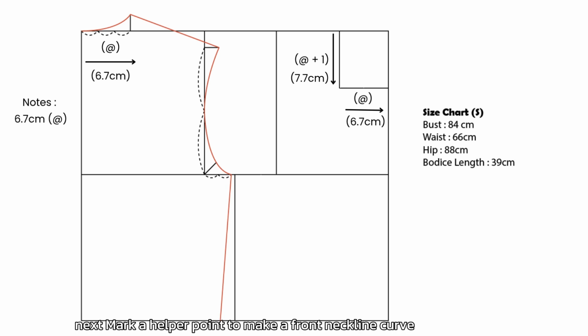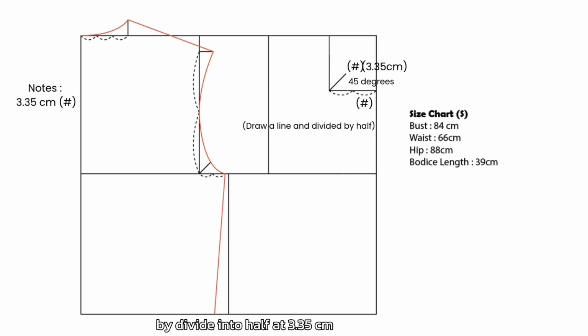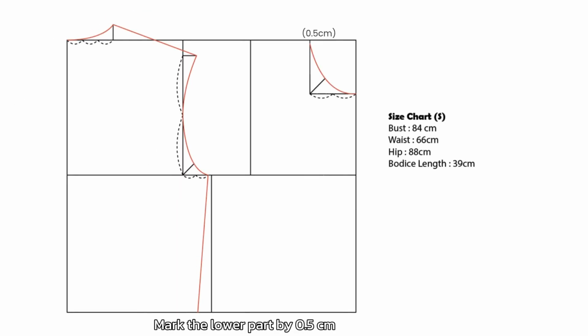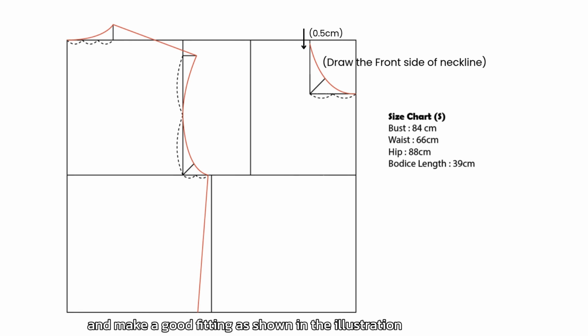Next, mark a helper point to make the front neckline curve by dividing into half at 3.35 cm, half of the front neck width. Then mark the point at a 45 degree angle. For the neck shoulder point, mark the lower part by 0.5 cm so the front neckline isn't too high and makes a good fit, as shown in the illustration. After that, draw the curve by following the marked points of the front bodice neckline. The front neckline is finished now.